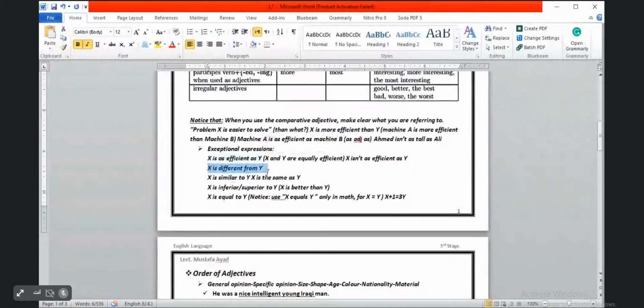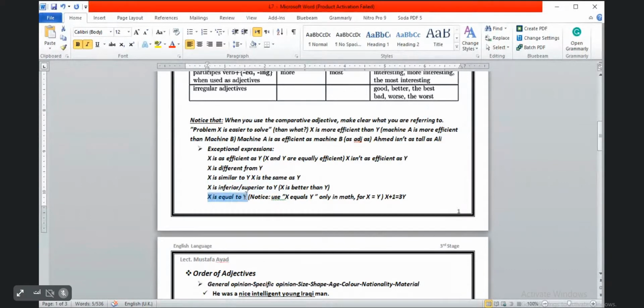X is different from Y. X and Y are different. X is similar to Y, or X is the same as Y. X and Y are similar. X is inferior or superior to Y, meaning X is better than Y. Superior or inferior means better.